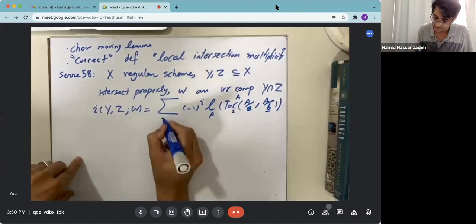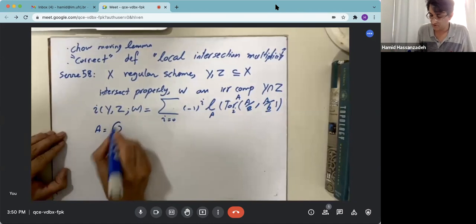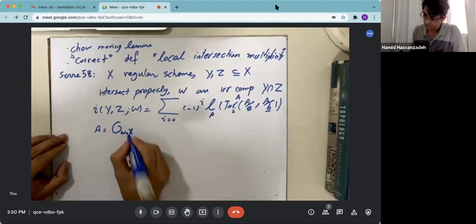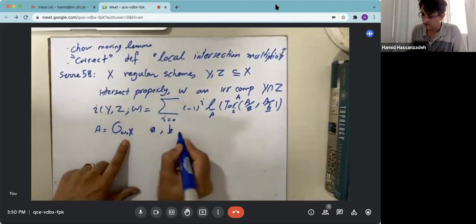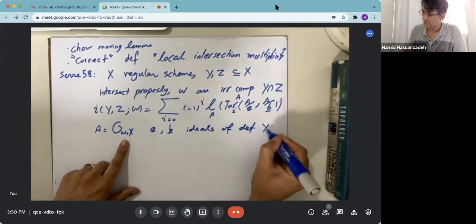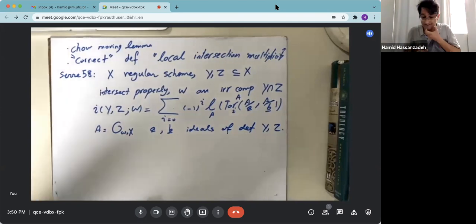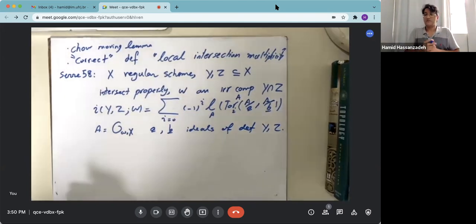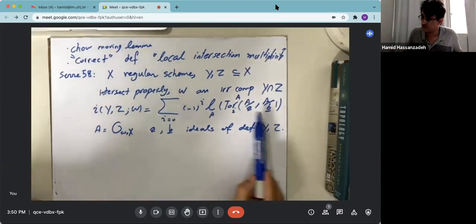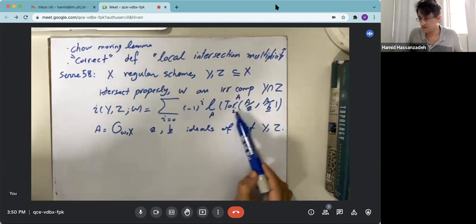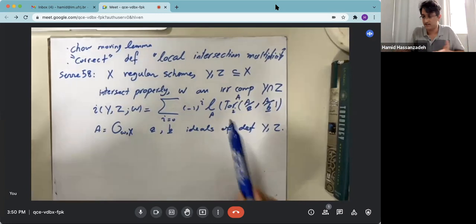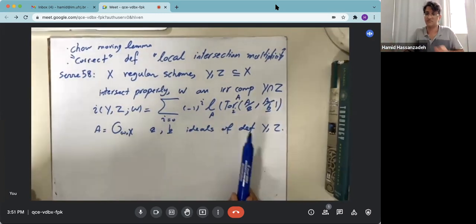And this A is just the stalk at the generic point of W, and 𝔞 and 𝔟 are ideals of definition of Y and Z. Okay, so you see, a very non-trivial, very non-intuitive definition, as the Grothendieck definition was only the Tor_0, so A/𝔞 tensor A/𝔟. But as Serre said, this was the right and correct definition of intersection multiplicity.